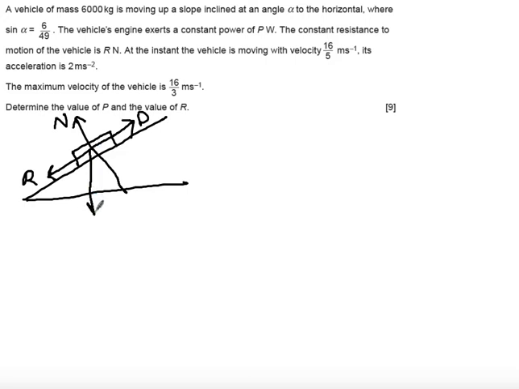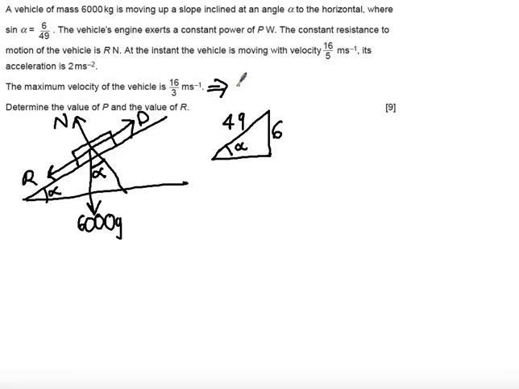And we are told that the mass of this car is 6,000 kilograms. We have an angle of alpha, which means this angle here must be alpha. And we are told that if we have this triangle, and I think in this question we probably won't necessarily need the full triangle, but it's always good practice. We're told that sine alpha, so opposite over hypotenuse, is 6 for the opposite, and 49. The maximum velocity of the vehicle is 16/3 meters a second.